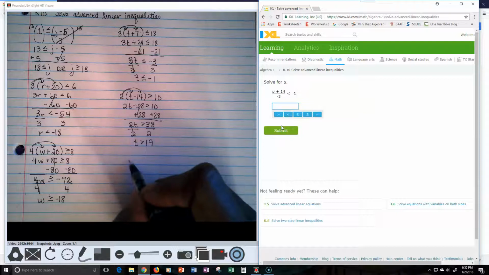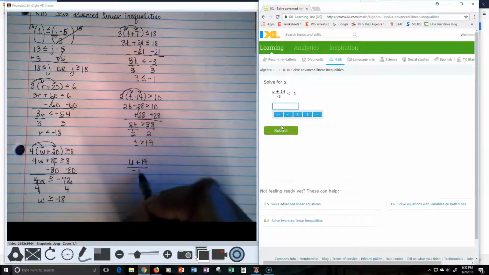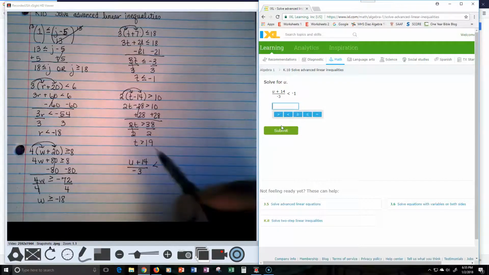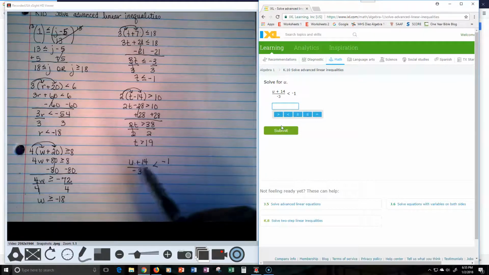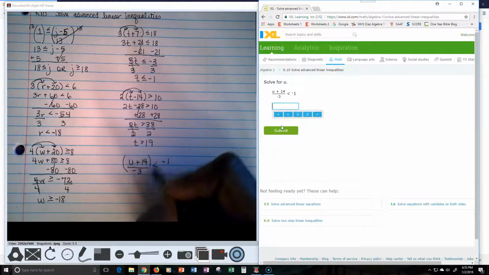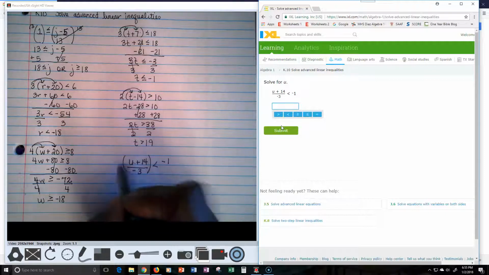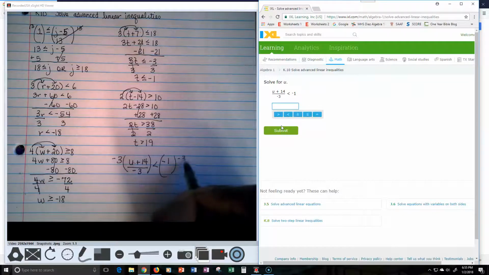Alright, so our next one is u plus 14, that whole quantity divided by negative 3, and it is less than negative 1. Now keep in mind, we're talking about whatever u is, the result of that, dividing that answer by negative 3. So because we're talking about this whole two terms together, we're going to multiply this entire two terms by negative 3. We're going to multiply the other side by negative 3.